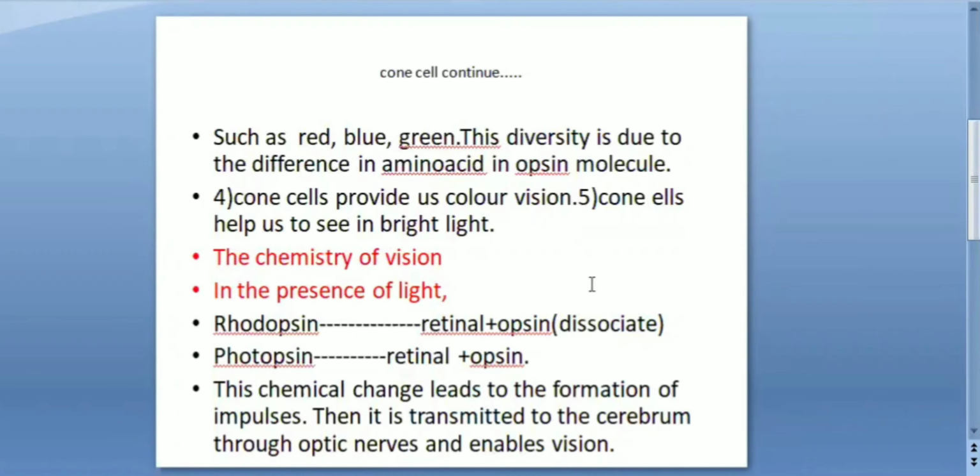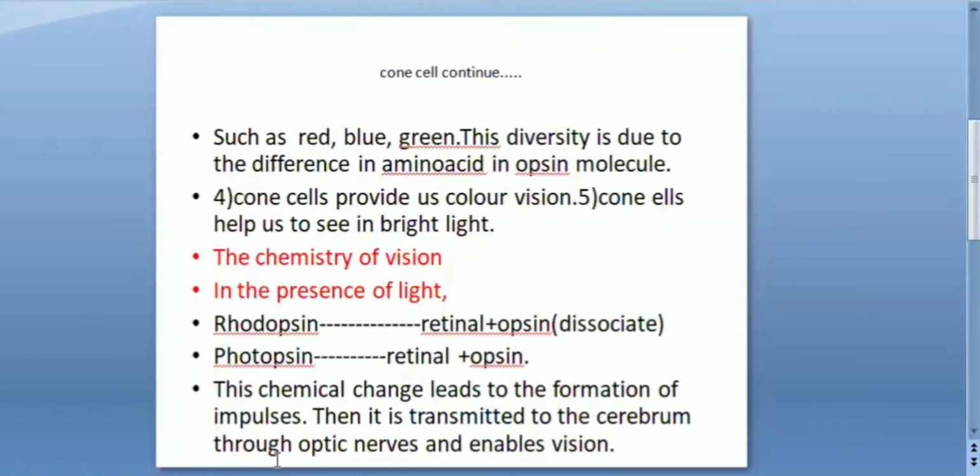So this chemical change, which chemical change? That means rhodopsin is converted into retinal and opsin, and photopsin is converted into retinal and opsin. Actually, that is taking place in the presence of light. So that chemical change leads to the formation of impulses. Then who carries these impulses to the cerebrum?